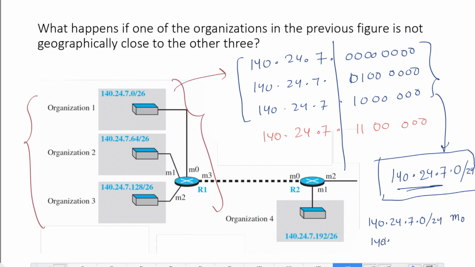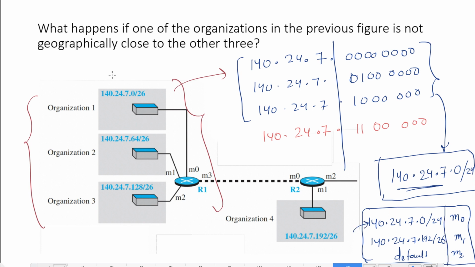And this is important. See here, 140.24.7.192/26, then it should be m1. Otherwise, default it should be m2. This should be the routing table for R2 now, right? I hope you got the idea. See, this entry is because of these three networks, this entry is because of this organization, and default is because of this m2.